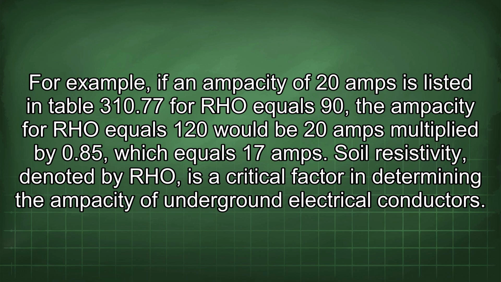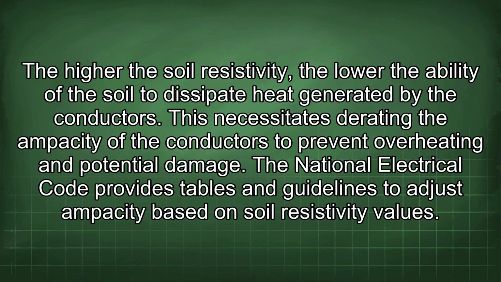Soil resistivity, denoted by RHO, is a critical factor in determining the ampacity of underground electrical conductors. The higher the soil resistivity, the lower the ability of the soil to dissipate heat generated by the conductors. This necessitates derating the ampacity of the conductors to prevent overheating and potential damage.